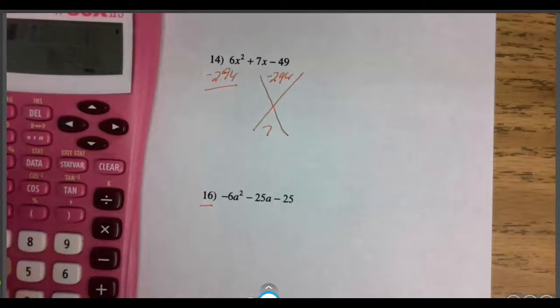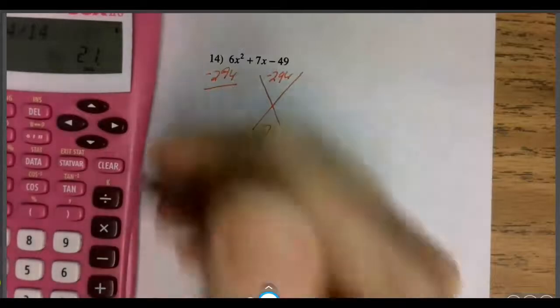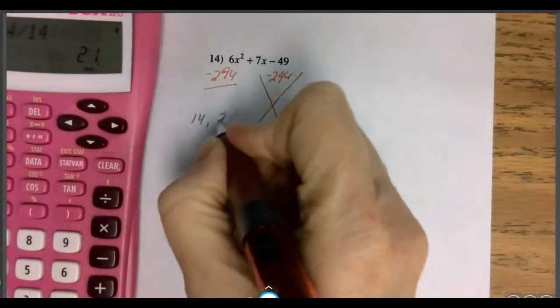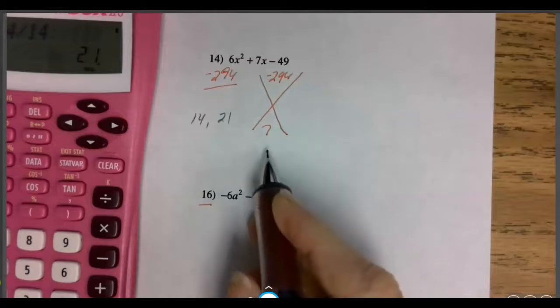Let's try 294 divided by 13. Nope. 14. Yes, 14 and 21. That's where I'm going to start. Oh my gosh, and look how lucky we got.